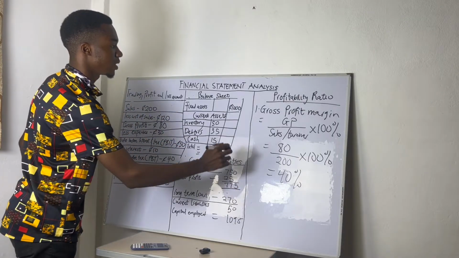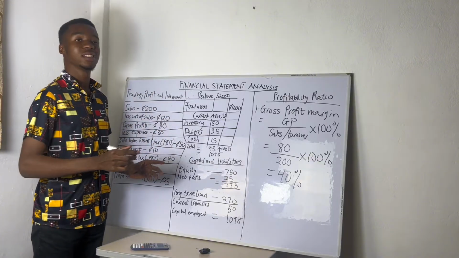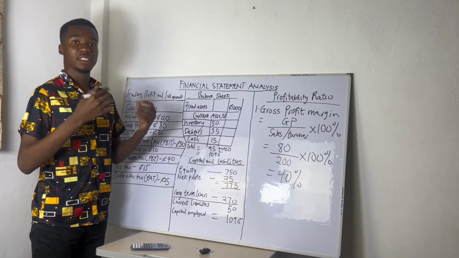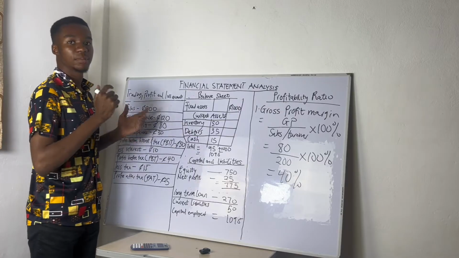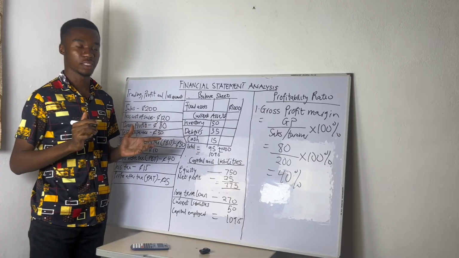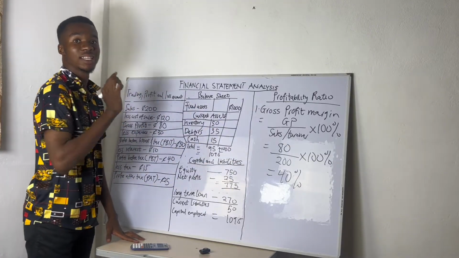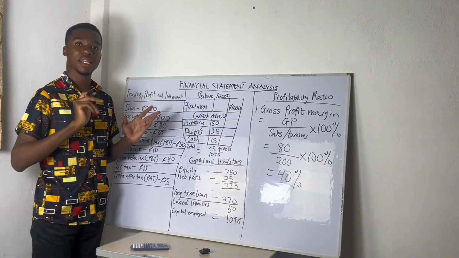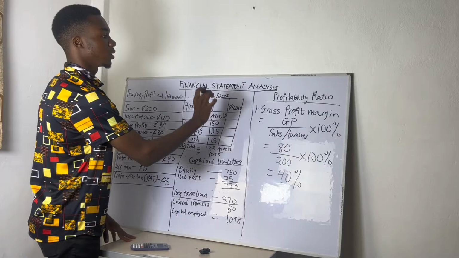So this 40% means that 40% of the company's revenue is the money they get after they subtract the less cost of sales, or after they subtract the cost incurred on producing the commodity or the product. So it means 40% of 200 is what you are getting as profits when you don't add the costs incurred in producing the product. That's all about the gross profit margin.